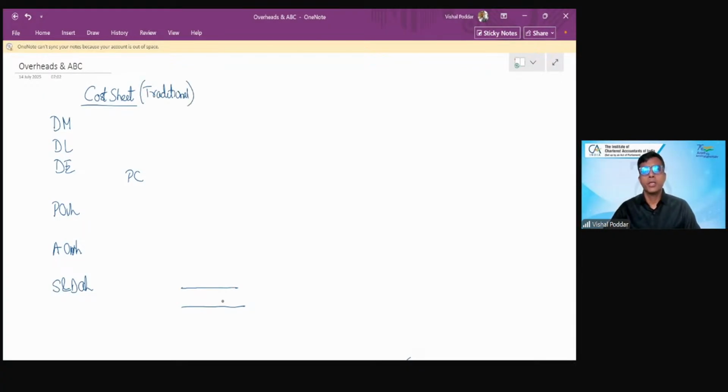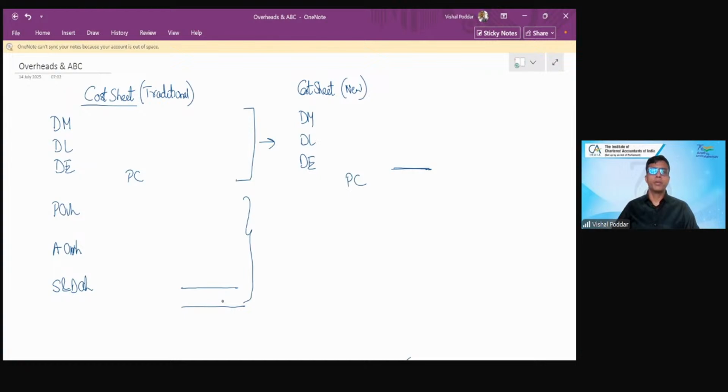Now, please understand that this format of cost sheet, which now becomes the traditional format, is replaced by the new format where first part is same. So there is no doubt in that it will be direct material, direct labor, direct expense, leading to prime cost. But in this second part, which we were charging the overheads cost, is replaced by the new method, which is the ABC. Now, when I'm saying it is replaced by the new method, the old method still continues.